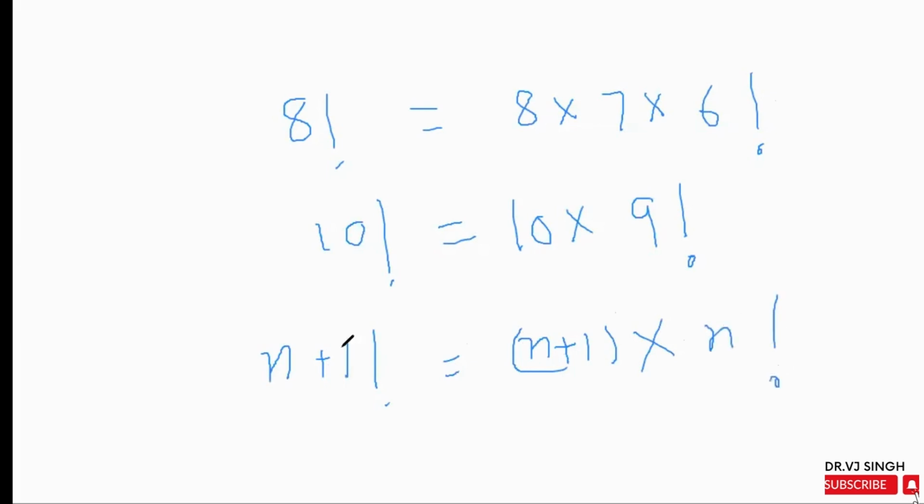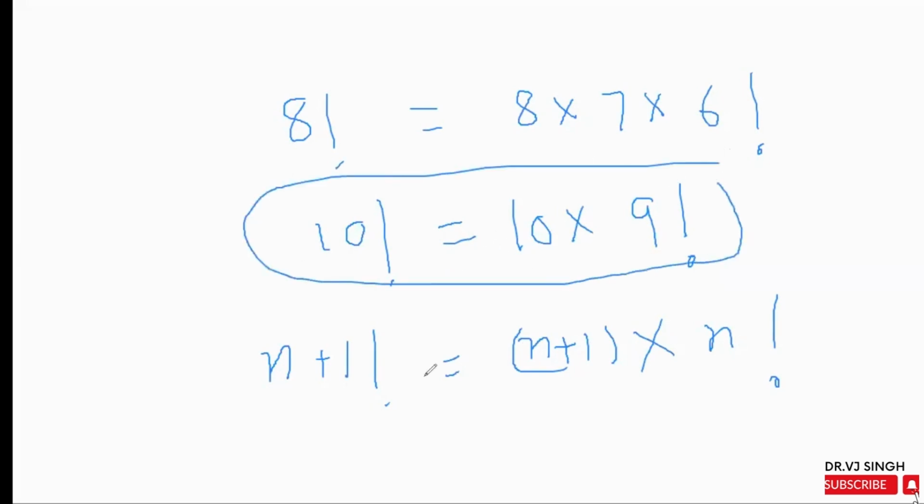So n plus 1 factorial can be written as n plus 1 into n factorial, according to this concept. Similarly, suppose there is n factorial and n minus 1 factorial. Which is bigger? N is greater or n minus 1 is greater?